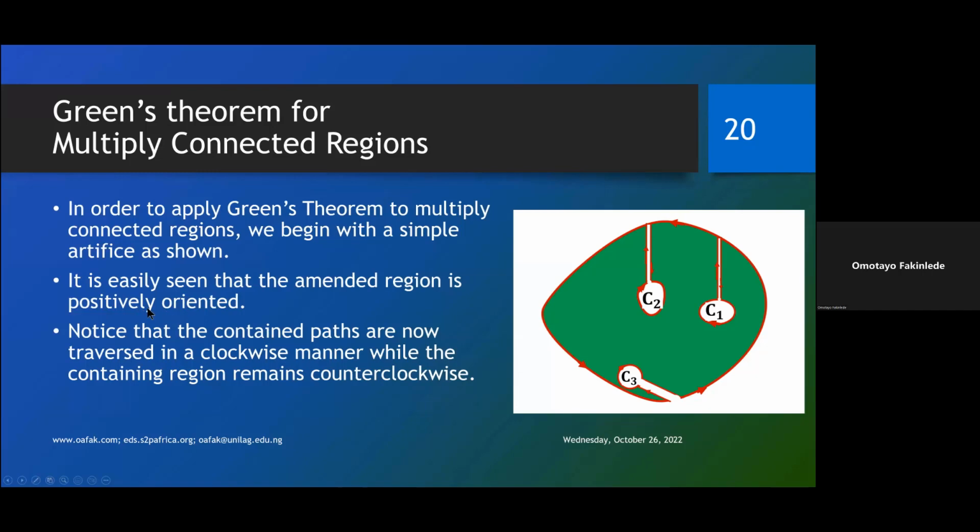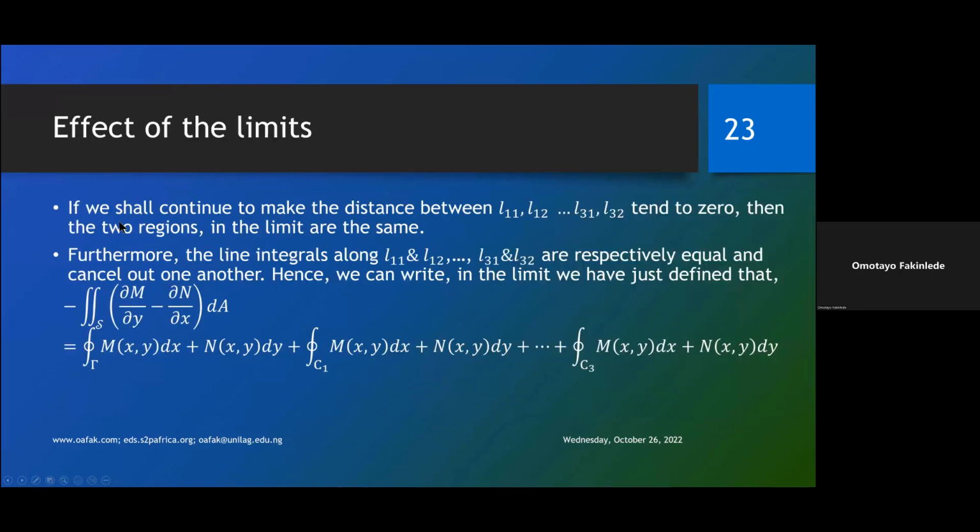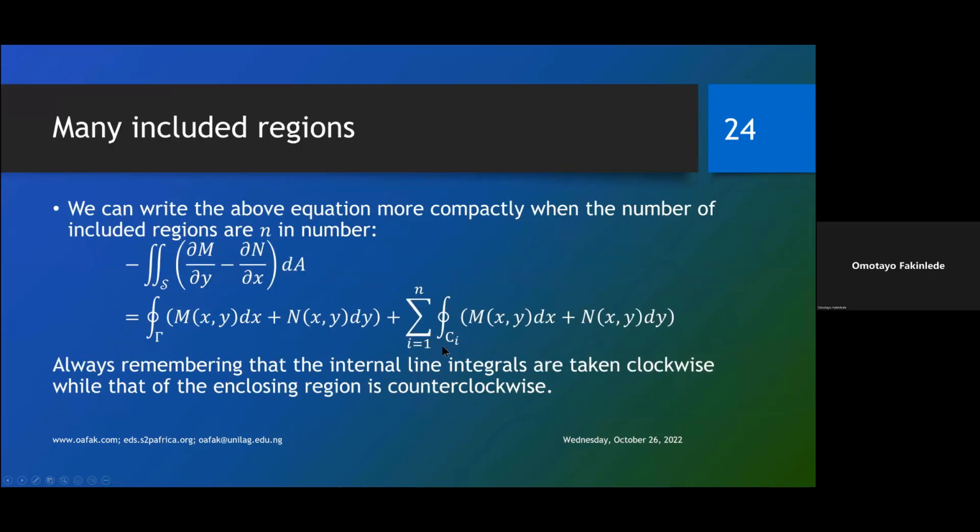So you have that your integral is the main integral outside counterclockwise, and the integrals inside, 3 of them, 1, 2, 3, that is clockwise. So we can write the above equation more compactly when the number of included regions is n. Instead of doing them one by one, you say the summation from i equals 1 to n of these line integrals, always remembering that the line integrals inside are taken clockwise, while the enclosing one is taken counterclockwise.